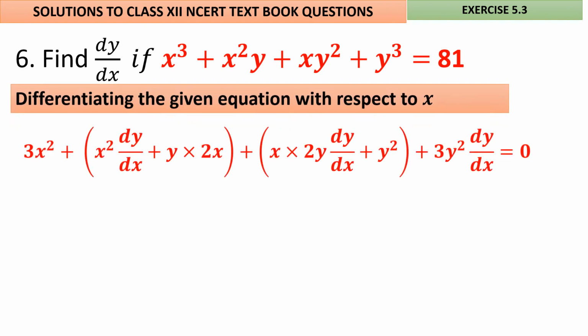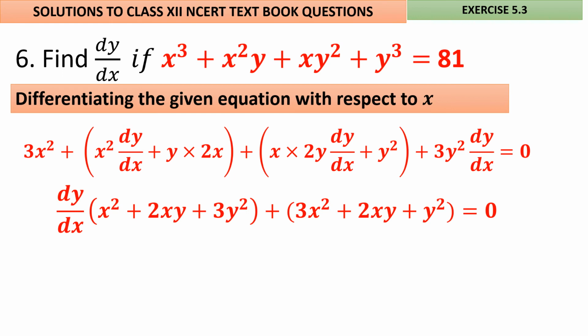Differentiation of x cube is 3x square. X square y, you have to use product rule. X square into differentiation of y plus y into differentiation of x square, which is 2x. Xy square, also the same product rule. Keep x, differentiation of y square is 2y into dy by dx, and differentiation of y plus y square into differentiation of x is 1. And y cube differentiation is 3y square into dy by dx.